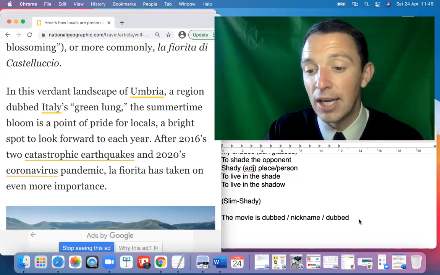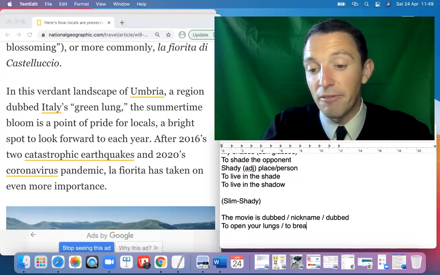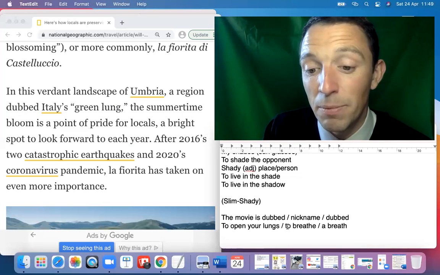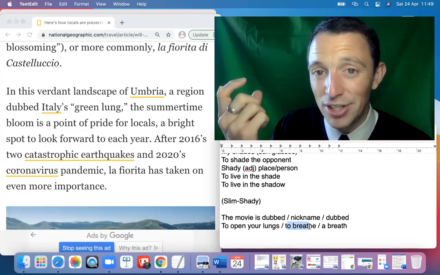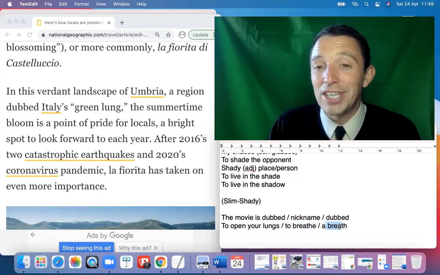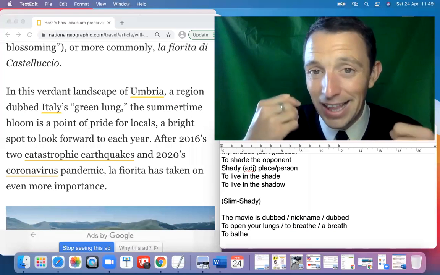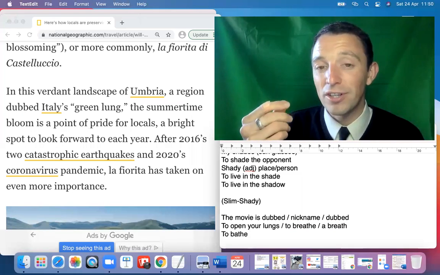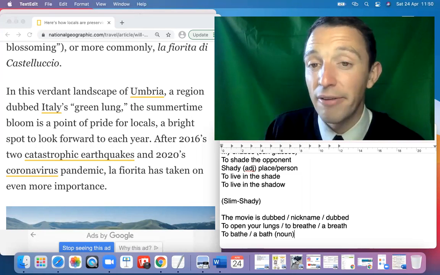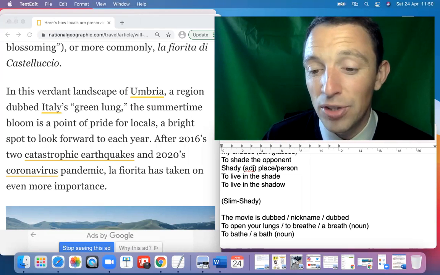To open your lungs is to breathe fresh air. Remember, the verb is to breathe and the noun is a breath. So this is very important. The verb is to breathe, it's the actual action, and a breath is the noun, okay? So the pronunciation is very different and very, very important. Similar to the verb to bathe, like sunbathe, or with the water, you bathe, okay? And the noun is a bath. So a very, very important difference between the verb and the noun in relation to pronunciation, okay?